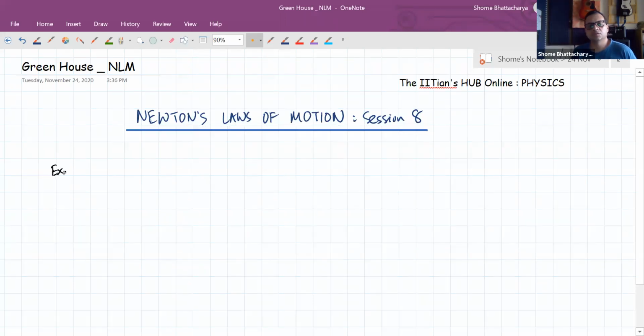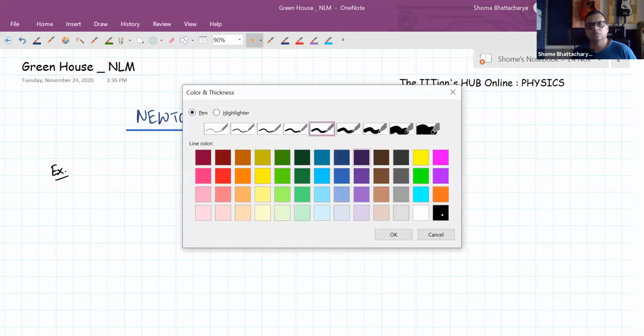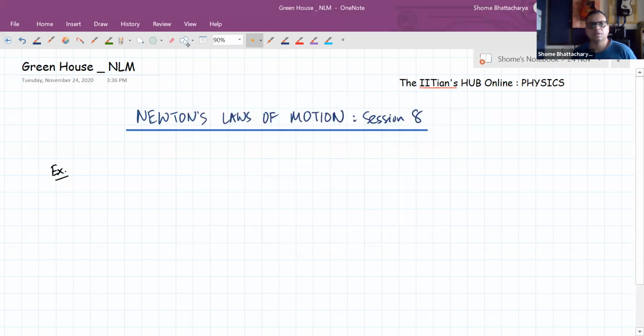Okay, so we will start with an example question today, which involves the application of constraint relation, which we had discussed before.